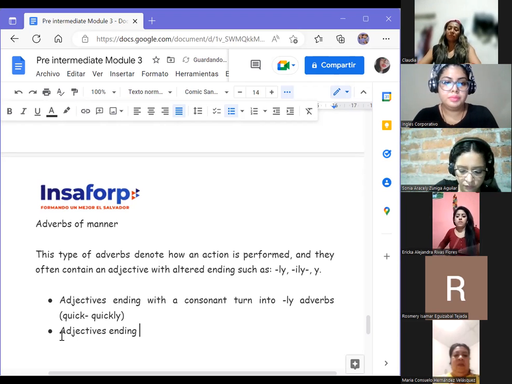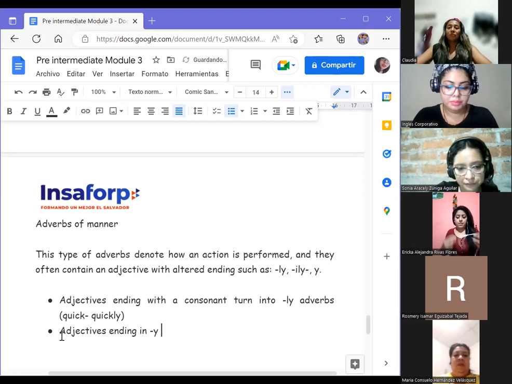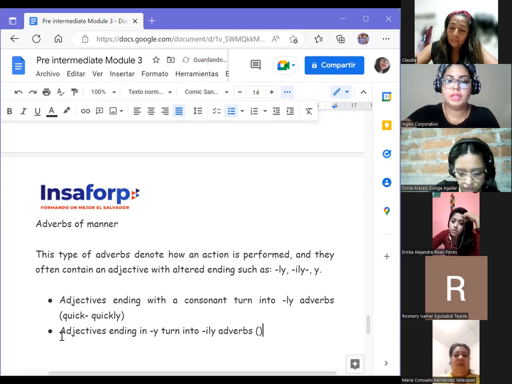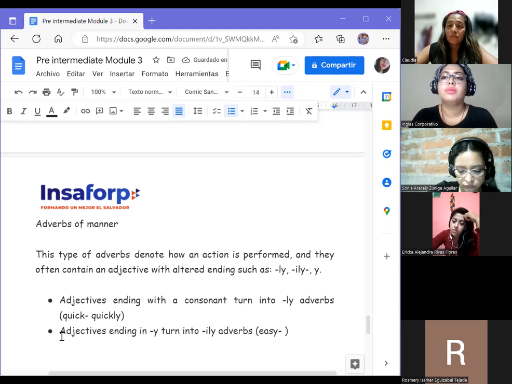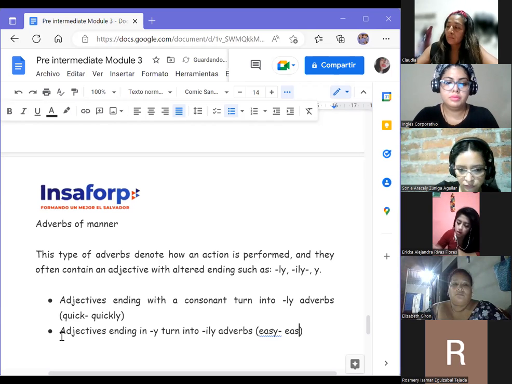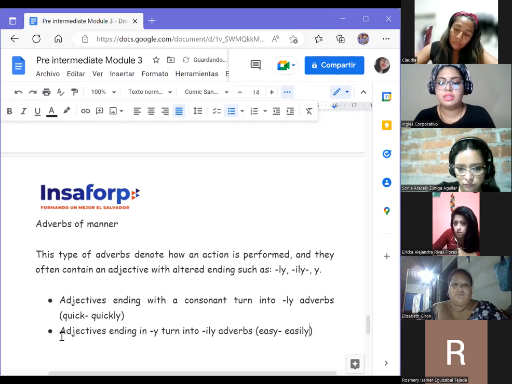Adjectives ending in Y. So we have here the example, and we have our adjective, that is easy. We are going to transform that adjective into an adverb. Then we are going to have easily. And in this case, we are going to change that Y at the end, like this: easily.